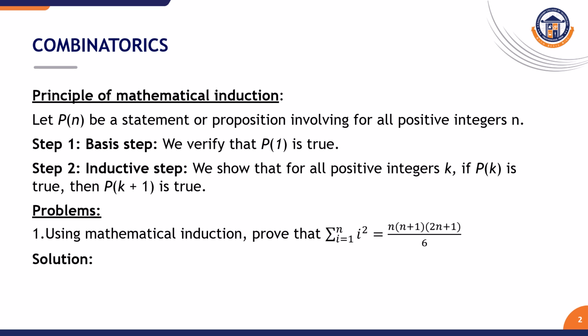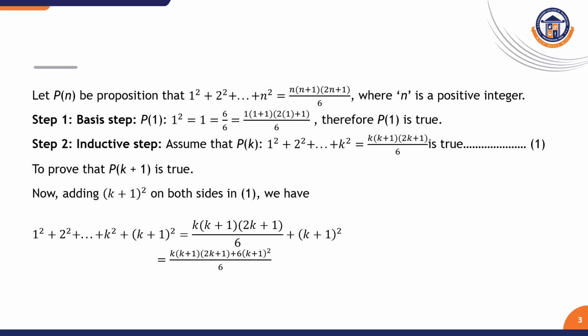The first problem is using mathematical induction, prove that the summation of i squared, i equal to 1 to n, which means 1 squared plus 2 squared and so on up to n squared, is equal to n(n+1)(2n+1)/6. Let the solution's first step be: let P(n) be the given proof, 1 squared up to n squared is equal to the given result n(n+1)(2n+1)/6. Here n is a positive integer.